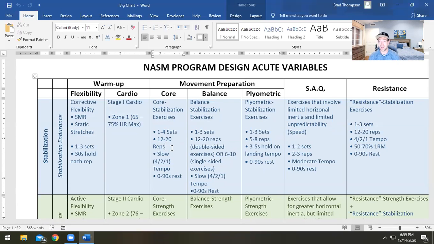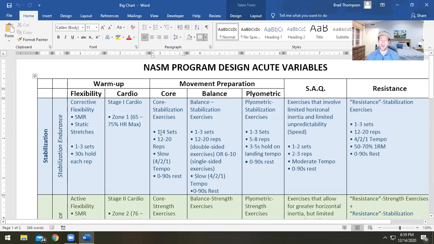Those stop-go planks actually have been shown to get really good core activation. A lot of people just do your plank, you know, you hold it for a full 60 seconds, but there's actually some good evidence to suggest that taking a little pause in between is a really effective way to get everything turned on.